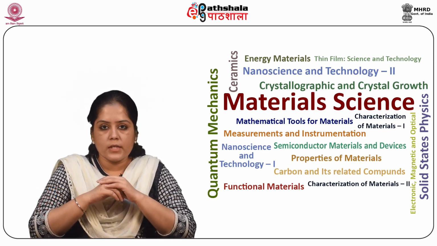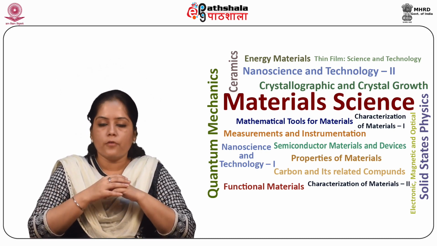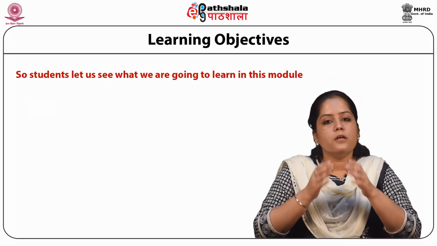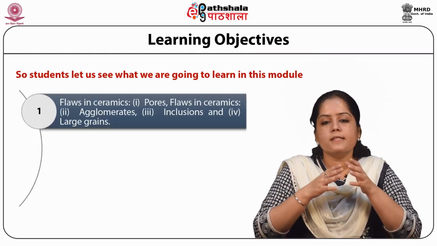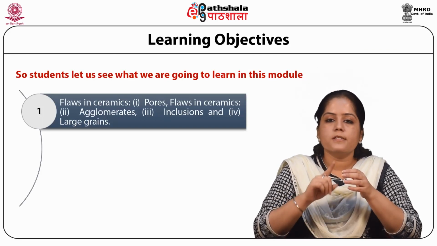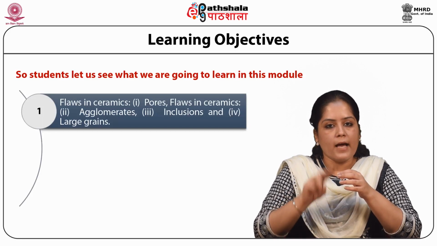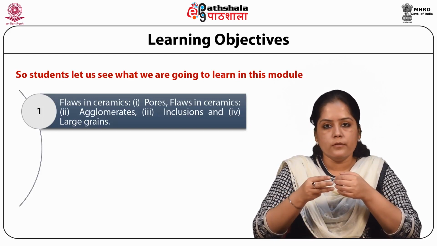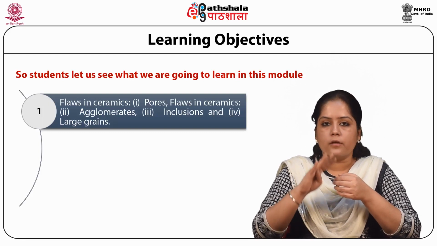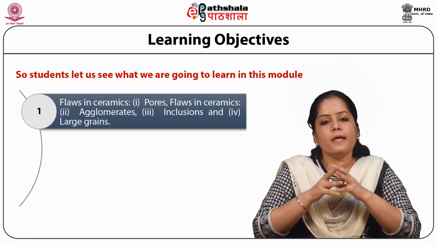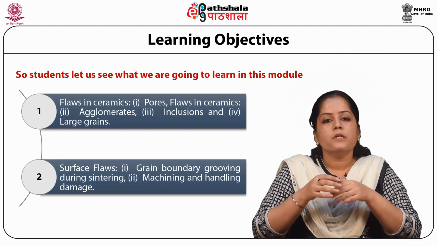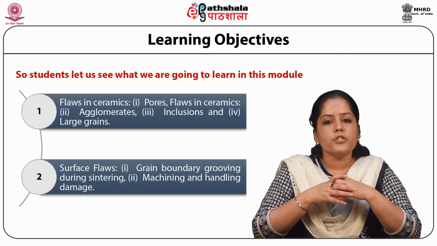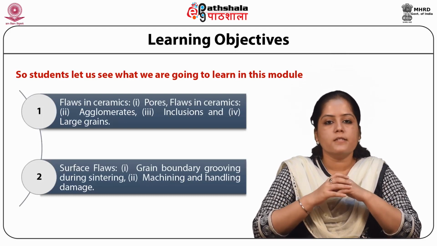So students, today we are going to talk on the module Toughening Mechanisms from the paper Ceramics. The learning objectives of this module are: first, flaws in ceramics by first the pores, second agglomerates, third inclusion, and fourth by large grains will be discussed. Secondly, the surface flaws by grain boundary grooving during the sintering, and machining and handling damage will be discussed.